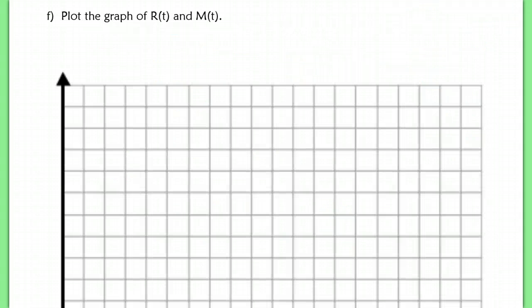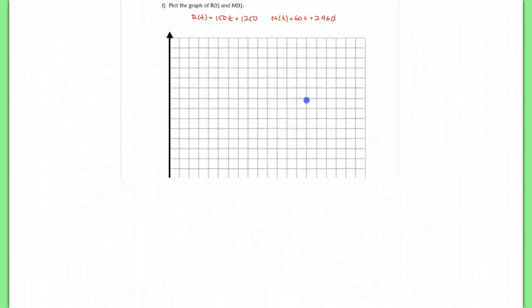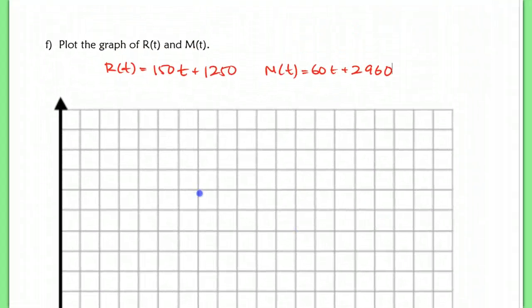In part F, you're going to plot the graph of R of t and M of t. So remember, R of t is your function, and you have specific points for this function. I believe this function is 150t plus the initial cost of $1,250, I think. Sorry, I'm doing this from memory because I don't want to keep pulling back up. And then M of t, the Mustang's cost, was 60t plus $2,960. So when you're graphing this, I'm not going to graph this with you because I can't zoom in. I'd have to constantly zoom in and zoom out, and it's just too small for me to try to graph on here. But what you're going to do is plot your specific points.